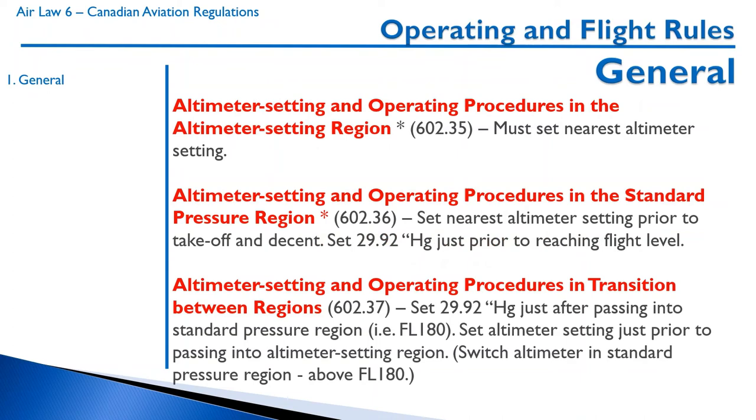Okay, we'll learn about this a bit later on in your ground school: the altimeter, the instrument that tells you how high you are above sea level. It works off atmospheric pressure. So you have to set the atmospheric pressure, or altimeter setting, to the nearest altimeter setting, which is usually given to you by the control tower. If you are going into the standard pressure region, so that's above 18,000 feet or in northern domestic airspace, you set the standard pressure of 29.92 inches of mercury just prior to reaching your flight level.